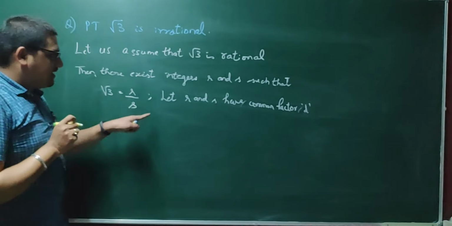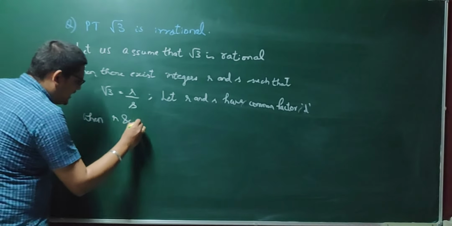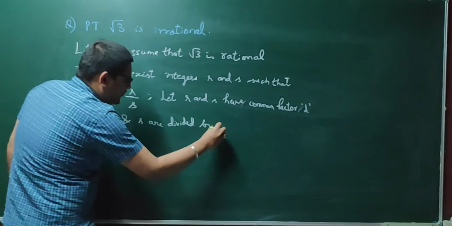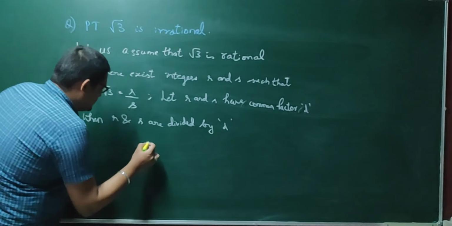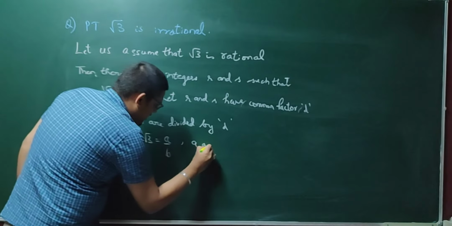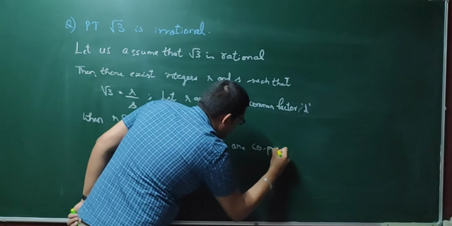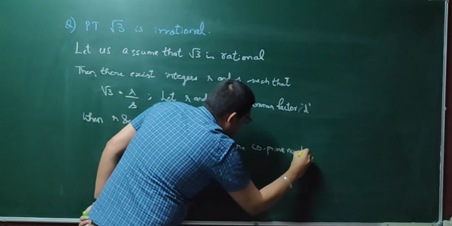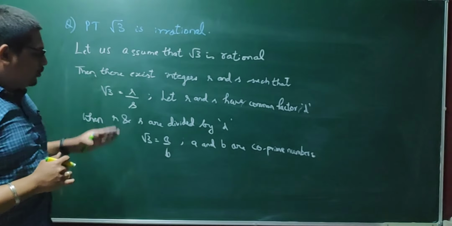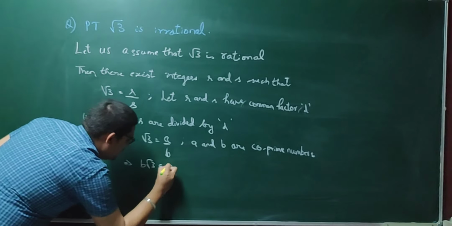So when R and S are divided by D, the expression reduces to root 3 is equal to A by B, such that A and B are co-prime numbers. Whatever explanation I gave, I am writing down everything on the board. So root 3 is equal to A by B. Now I should do cross multiplication. B root 3 is equal to A.